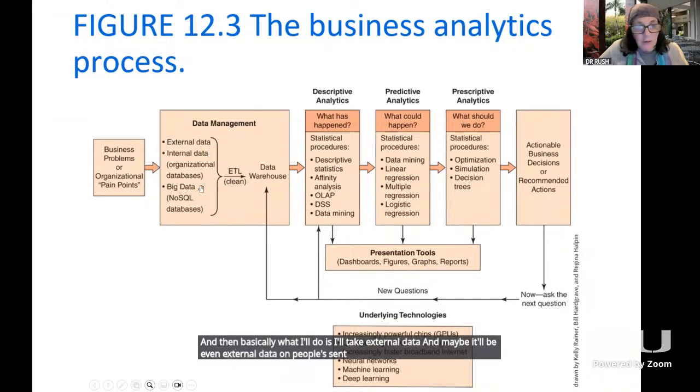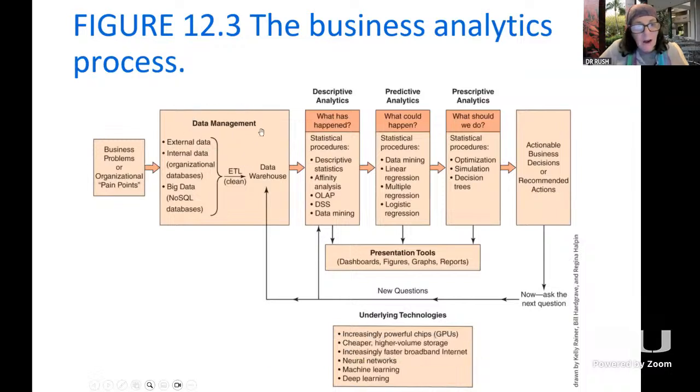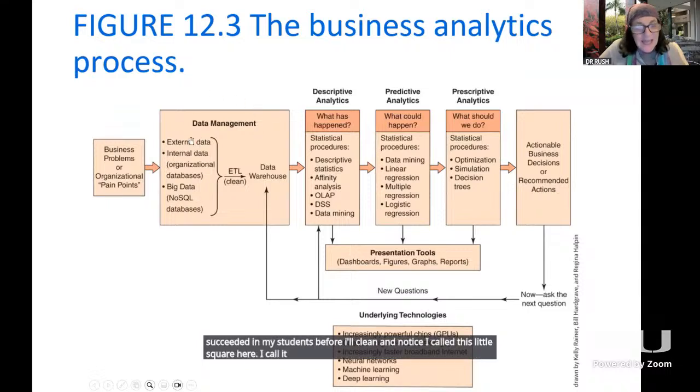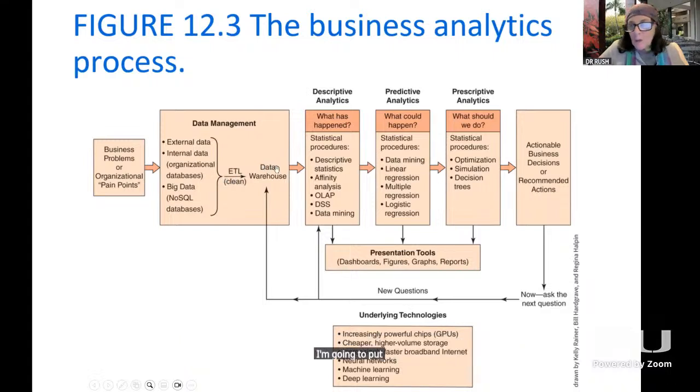I'll clean, and notice I call this little square here data management. That's the key. I'm going to manage my data, so I'm going to clean my data. In this case, I'm going to put that clean data into a data warehouse.